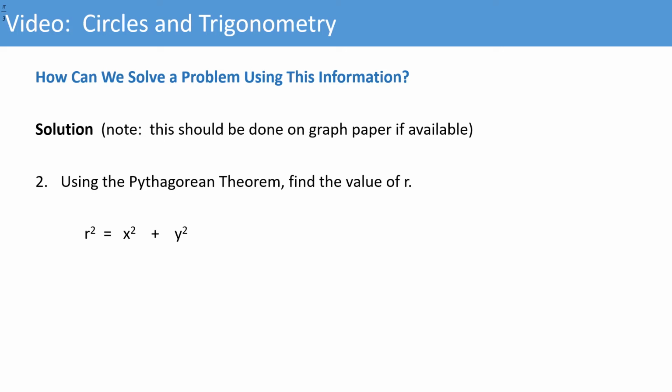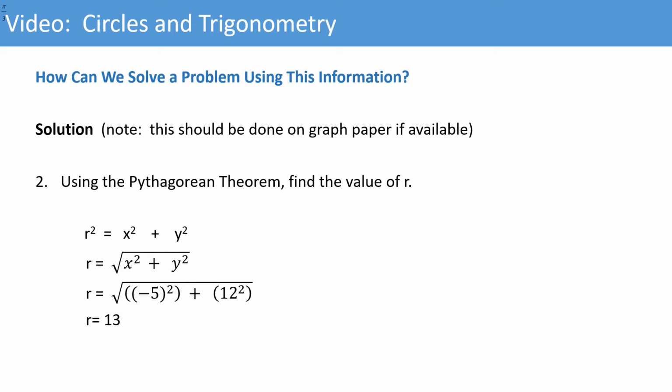Now, we have x equals -5, y equals 12. We have a right-angled triangle formed between the x and the y value, and the r can then be calculated using the Pythagorean theorem. R squared equals x squared plus y squared. If we simplify that one step further, r is equal to the square root of x squared plus y squared.